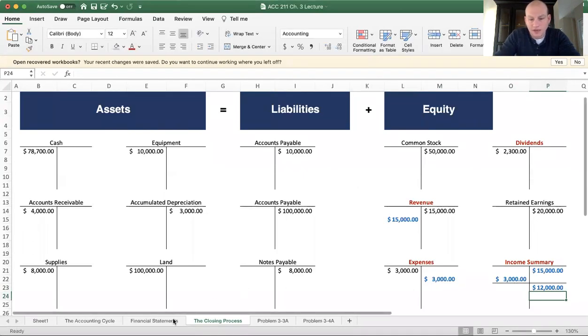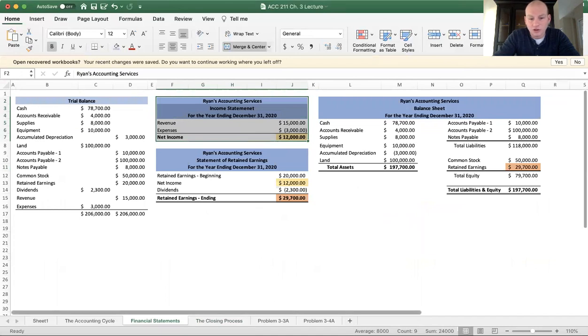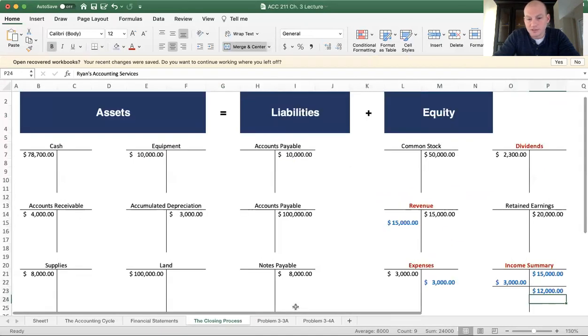And if you refer back to our financial statements, you can see here that resembles the income statement almost exactly. Okay, so the income summary account is basically the income statement. And the reason it's called the income summary account is because it summarizes the income. Okay, so again, our revenue is 15 grand. Our expenses are 3 grand. We have a net income of $12,000.